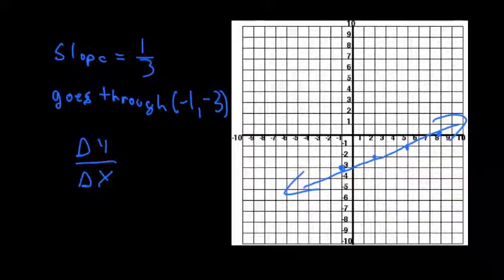If you wanted to go the other way, it would be negative and negative. So I would go down 1 over left 3. So my point would be right there. Obviously, I didn't draw a very straight line there, but if I had a ruler, I would have had a straight line.